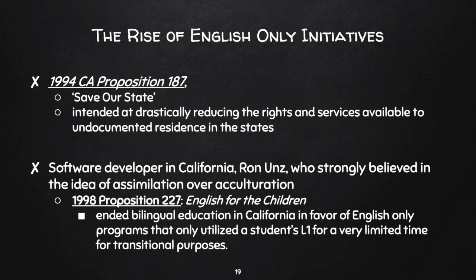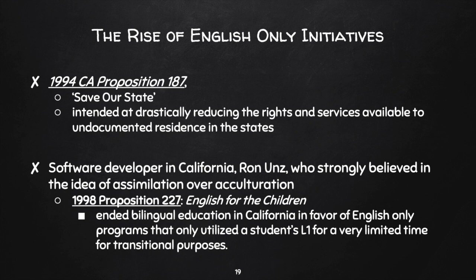So in 1998, when Proposition 227 was passed, this ended bilingual education in California in favor of English-only programs. And so all programs in the state of California defaulted to English-only programs. The very few bilingual programs that remained were either one, utilizing a student's first language for a very limited time for transitional purposes, or two, painted in an extremely negative light and made parents jump through a bunch of hoops of signing all these waivers, and really just painted them in a negative light and made parents question the appropriateness and effectiveness of bilingual education.